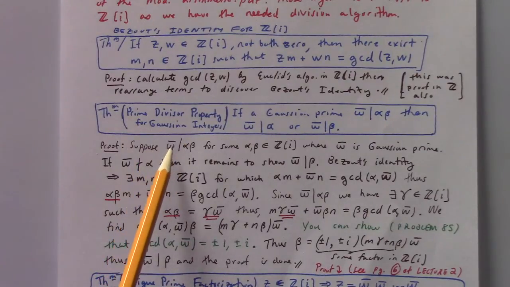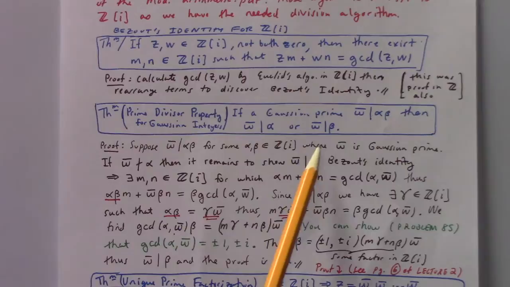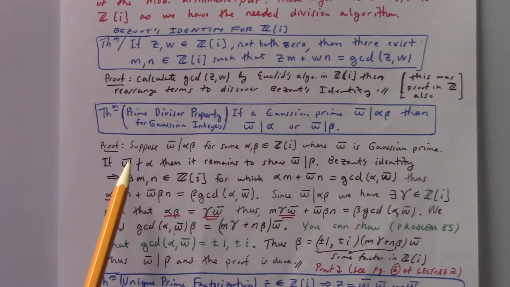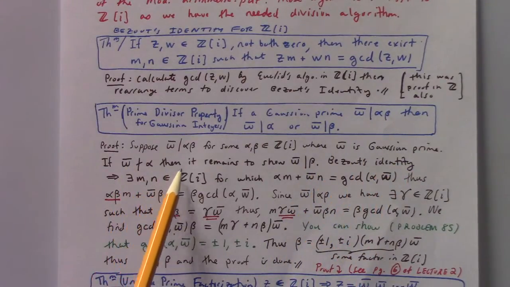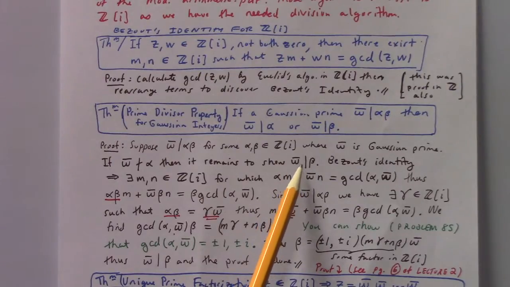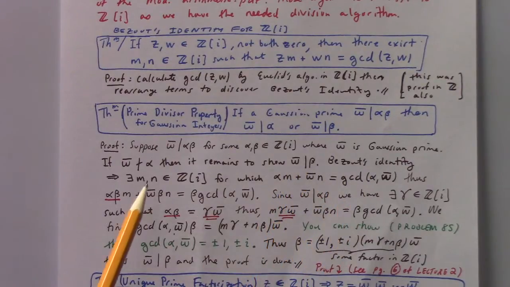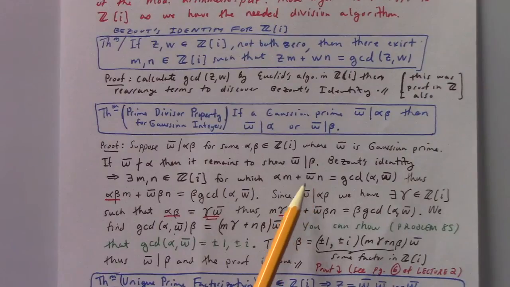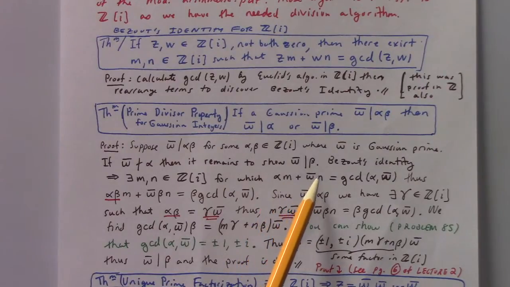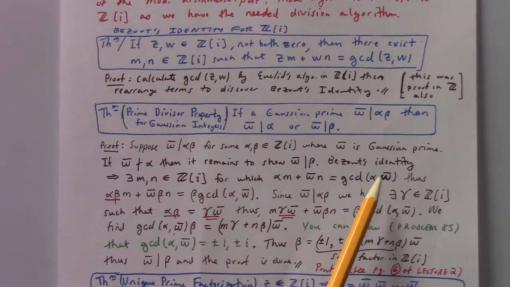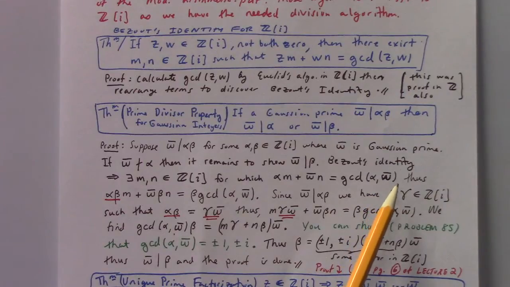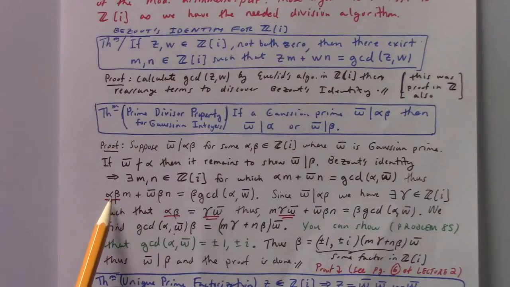Anyway, suppose omega bar divides alpha beta for some alpha and beta in Z[i], where omega bar is a Gaussian prime. If omega bar does not divide alpha, then it remains to show that omega bar divides beta. Bezout's identity says that you can find m and n in the Gaussian integers such that alpha m plus omega bar n is equal to the greatest common divisor of alpha and omega bar. But I can multiply this by beta and attain this identity: alpha beta m plus omega bar beta n equals beta times the greatest common divisor of alpha and omega bar.